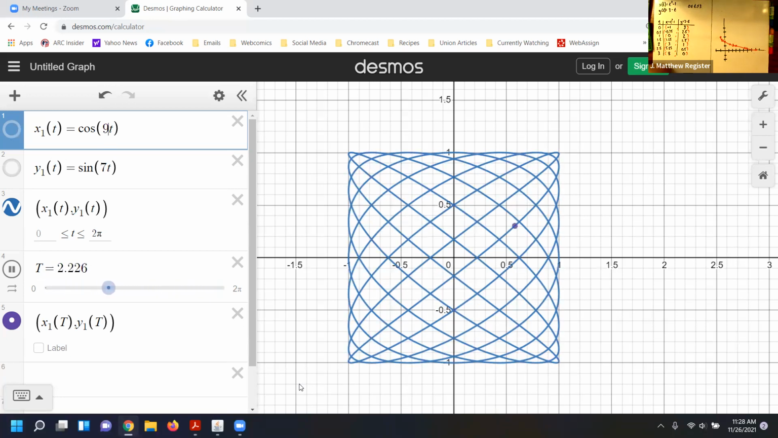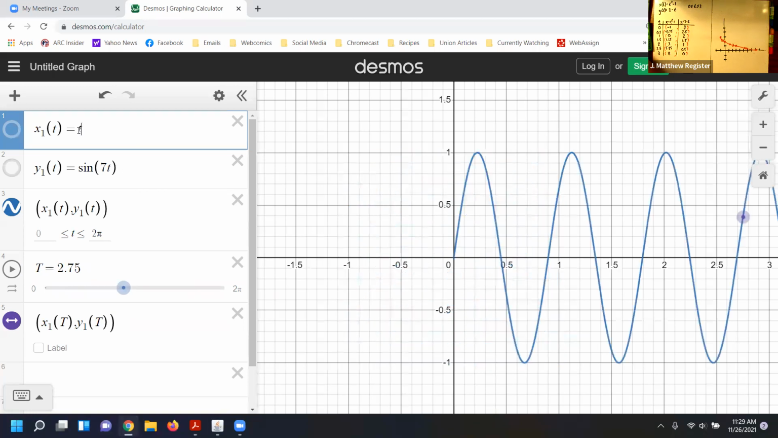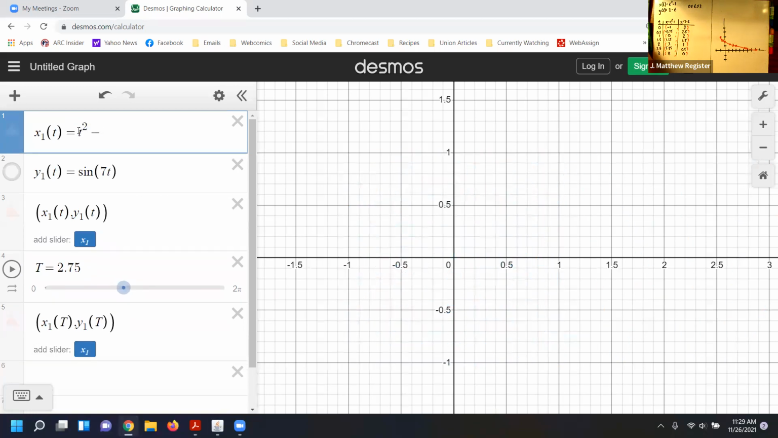This is for cosine and sine. We could do it with any functions if we wanted to. We could throw square roots in there. We could make it so that we had semicircles floating around. There's lots and lots of different things we can do with this. But this is just one of those things where we can actually show what a path would look like by using these parametric equations. Perhaps an easier one might be something like t squared minus 2t.